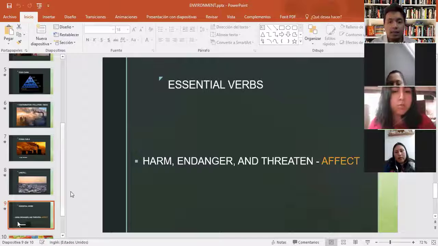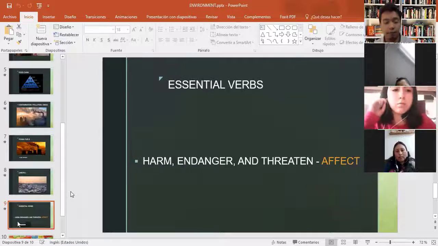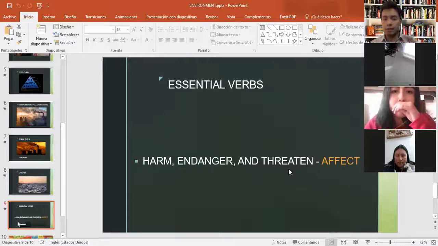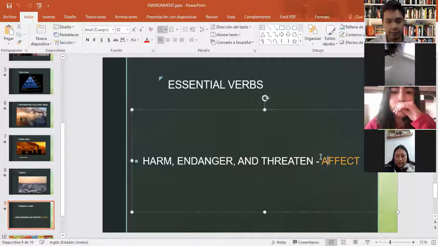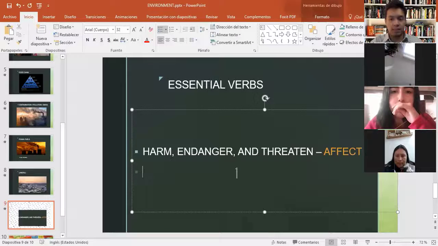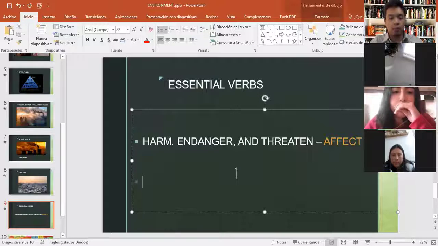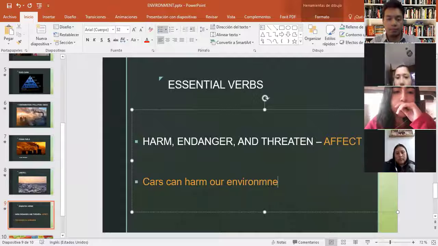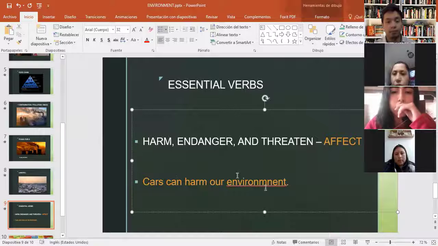And finally, guys, essential verbs that you might need in the future are harm, endanger, and threaten. So what do these verbs mean? Affect. So for example, let me see, guys, cars can harm our environment. So it basically means that cars can affect our environment, right?